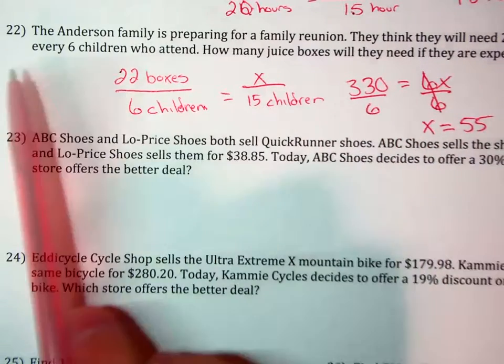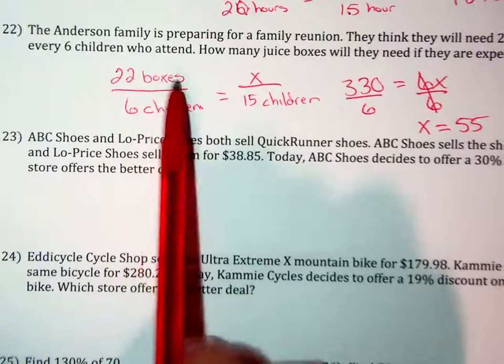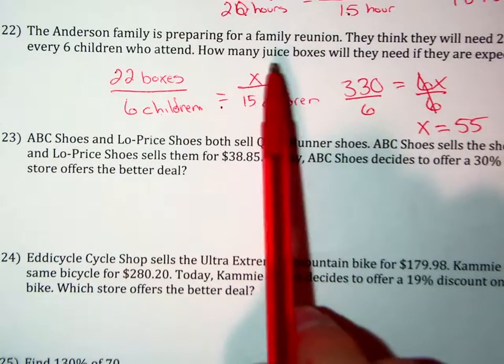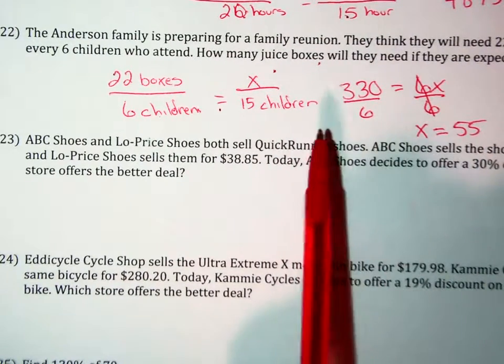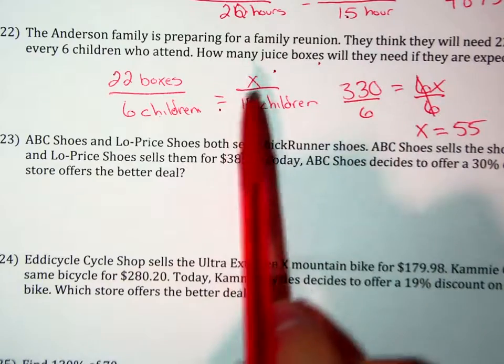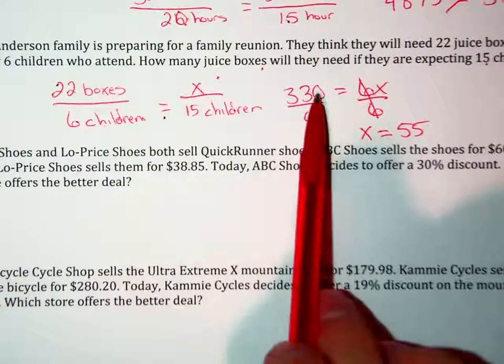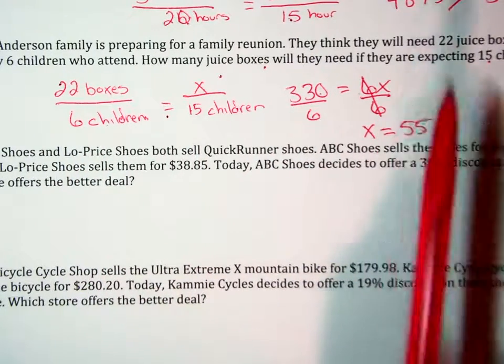22 juice boxes for every 6 children to attend, so I set up a ratio. 22 boxes per 6 children is equal to an unknown number of boxes for the 15 children that are expected. Now, when I cross multiply, I get 15 times 22 is 330, equals 6 times x, is 6x.